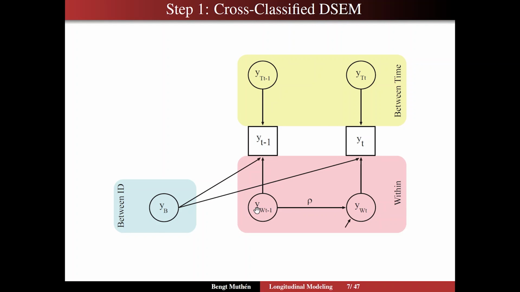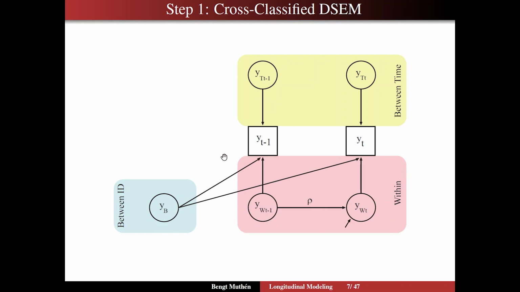We could have a lag 2 model if we want to, with an autoregressive coefficient rho here, and a residual in that relationship. In addition to that, y is influenced by this between level variation, which we call a random intercept. So this is the random intercept description of DSEM. And again, this is covered in Webtalk 6.